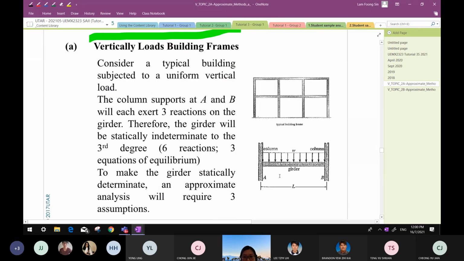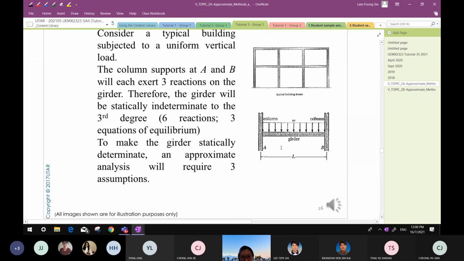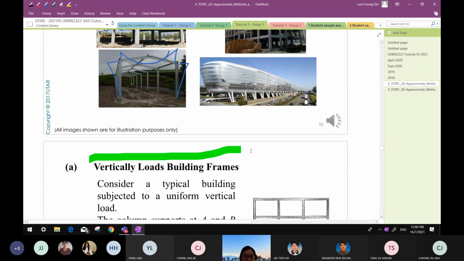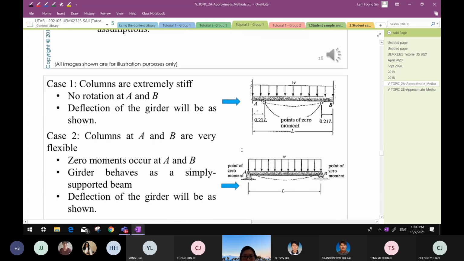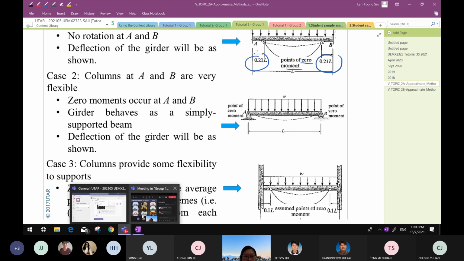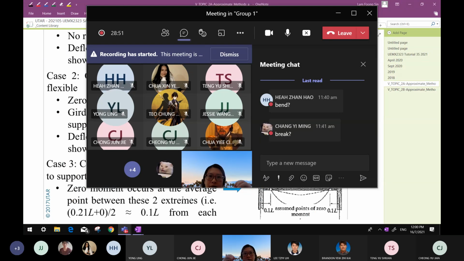Then here, in a frame building like this, you want to be able to get your bending moment. Here, okay. So you know that the... can you see this at 0.21 and 0.21? Okay, you got a zero moment point. So you can take out your ruler. I'm just going to look at my notes. So you take out your ruler, right? So look at the ruler, and then get it.